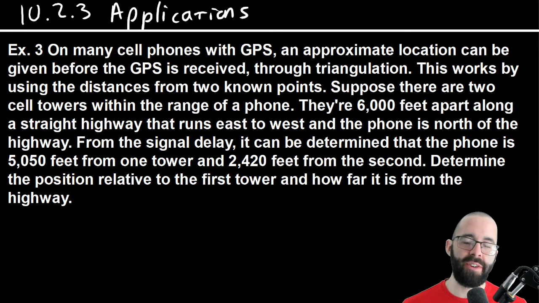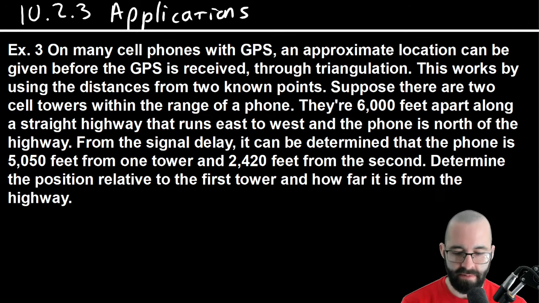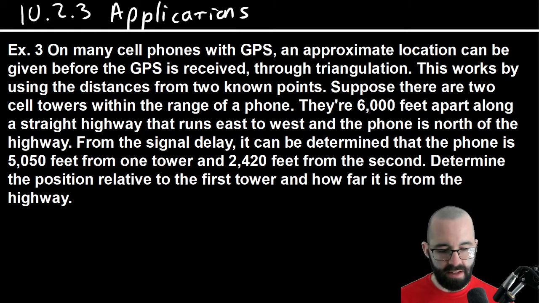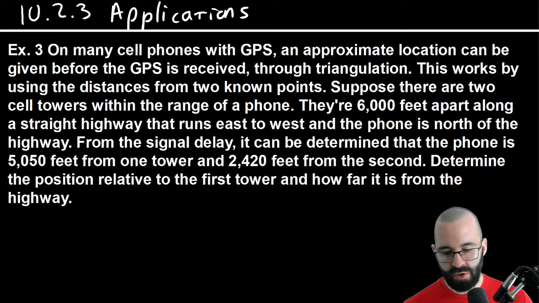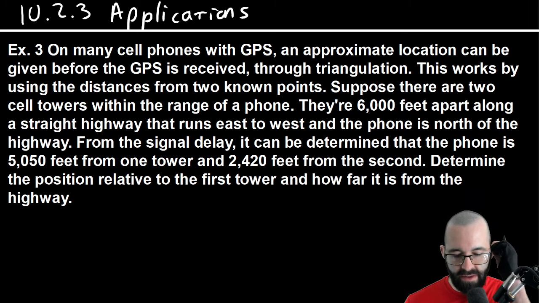On many cell phones that have GPS, you can get an approximate location before the GPS is received through a process that's known as triangulation. This works by using the distances from two known points. Suppose there are two cell towers within range of a phone, and they're about 6,000 feet apart along a straight highway that runs east to west. And the phone is north of the highway.